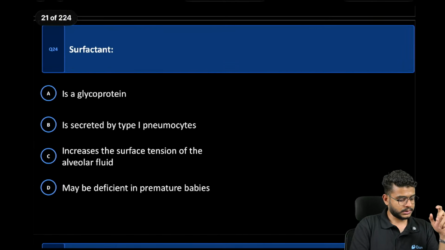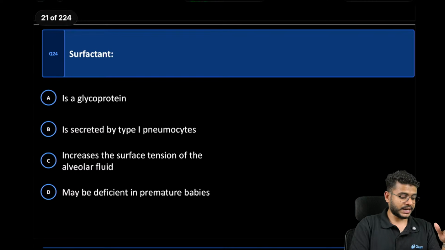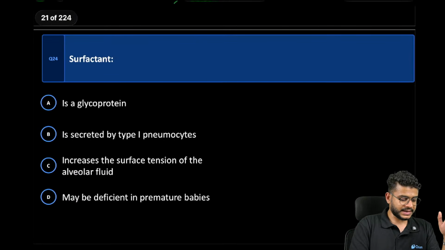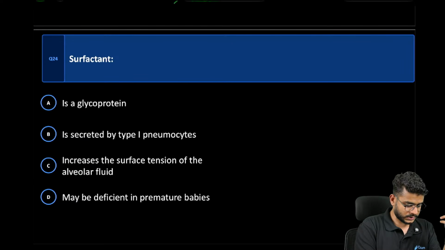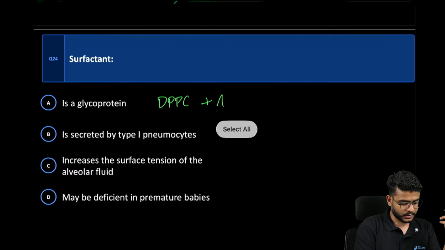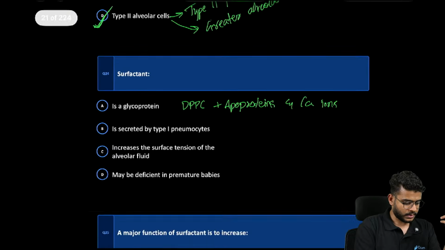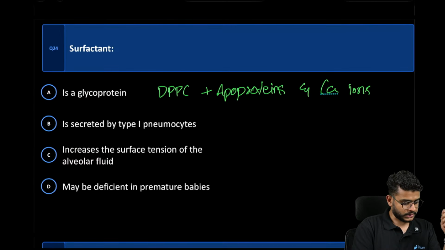Okay, the next question is again about surfactant. So guys, the surfactant topic is a little bit important, but the questions are easy. The first option: is it a glycoprotein? No, we said it is dipalmitoyl lecithin along with some apoproteins and calcium ions, so it is not a glycoprotein. Next: secreted by type 1 pneumocytes. No, it's secreted by type 2 pneumocytes.